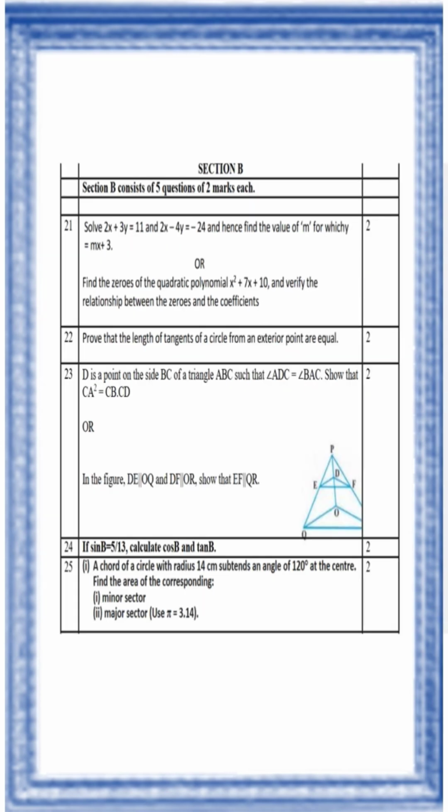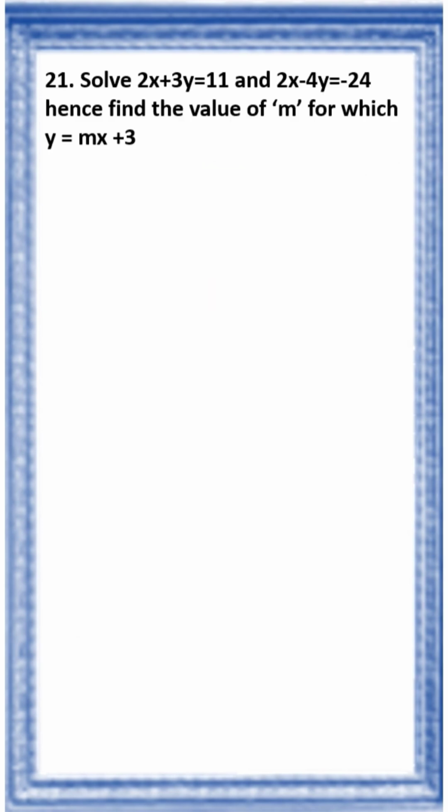Now let us solve 21st question of section B. Section B consists of 5 questions of 2 marks each. The 21st question is: solve 2x plus 3y is equal to 11 and 2x minus 4y is equal to minus 24, and hence find the value of m for which y is equal to mx plus 3.